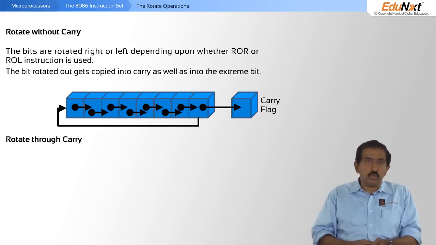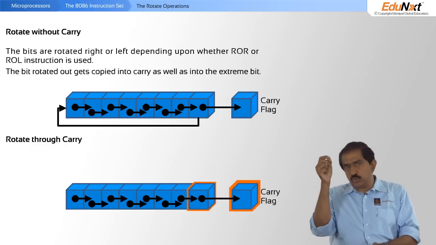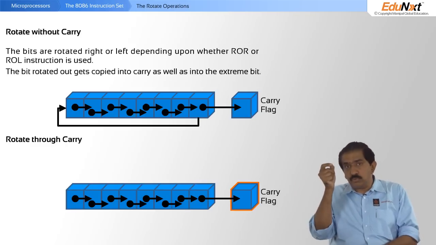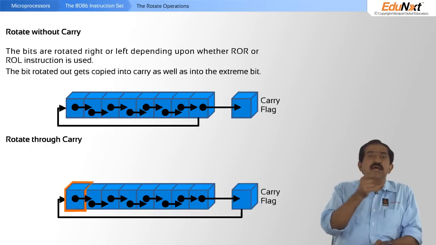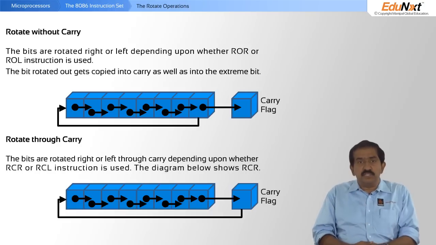The other option is to rotate through carry, in which case bit 7 goes to the carry flag, and whatever was in the carry flag comes back to bit 0. You'll see that's pretty obvious. The difference between the two modes, rotate without carry and rotate with carry, is pretty obvious from this diagram. So in this video, we spoke about the design of the 8086 instruction set.